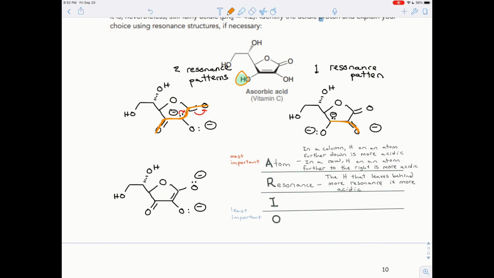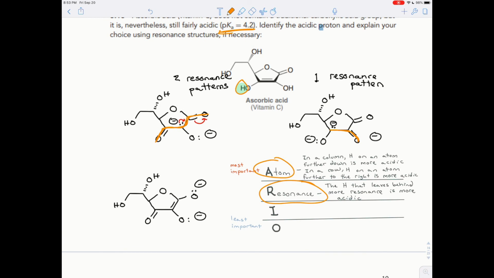It pops off the molecule pretty easily because it's on an electronegative atom that's stabilized through resonance, having the charge spread out over 5 atoms. It's acidic enough to bring the pKa pretty low. It's about as acidic as vinegar. And so ascorbic acid is vitamin C because of that hydrogen there.